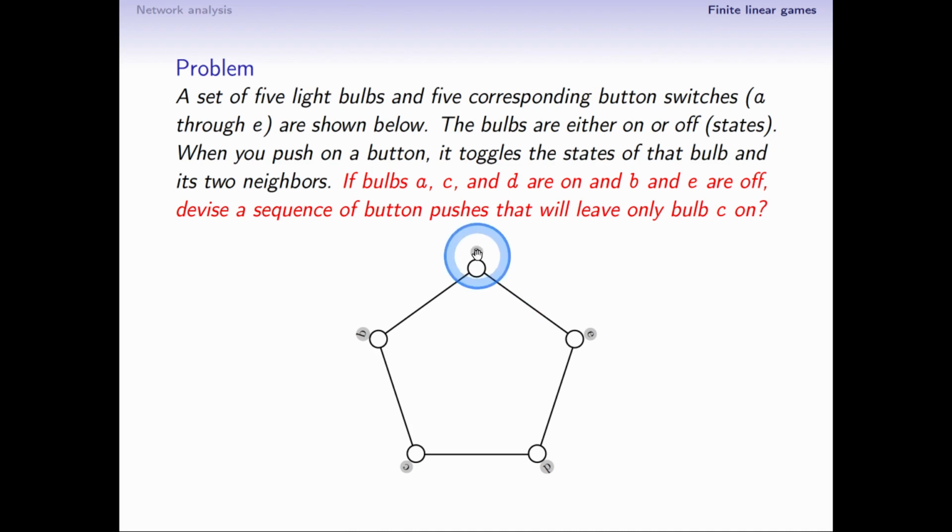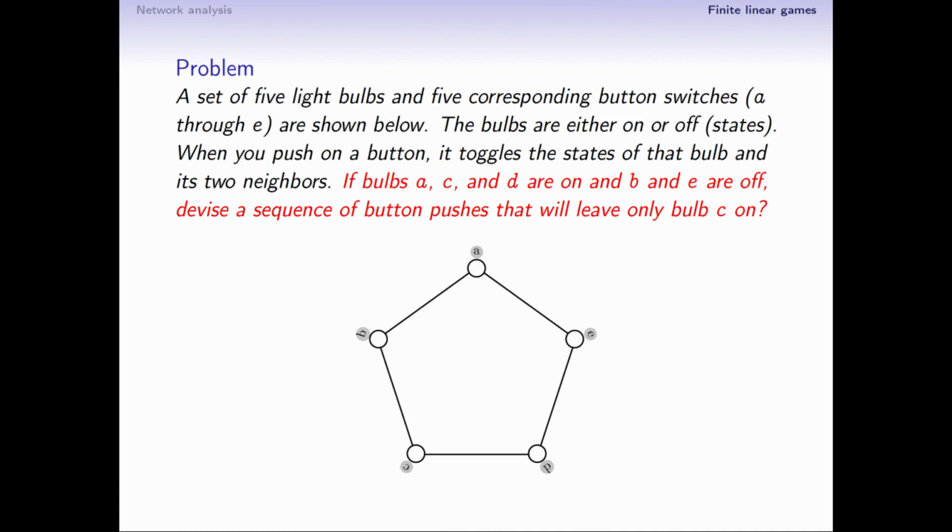When I hit switch A, when I push that button, if this bulb is currently on, it's going to go off. But it's also going to have the effect of toggling the two neighbors as well. So if this one's off, it will go on. And if this one is on, it will go off. So when I activate button A, it's affecting the bulb itself and its two neighbors. It's toggling their states. So ons are going to go to off and offs are going to go to on.